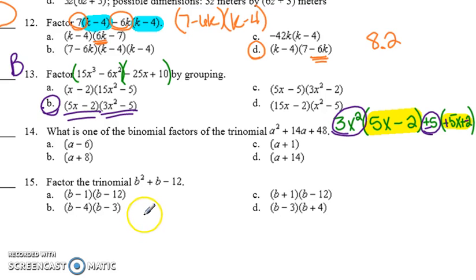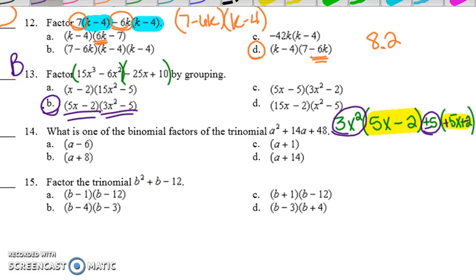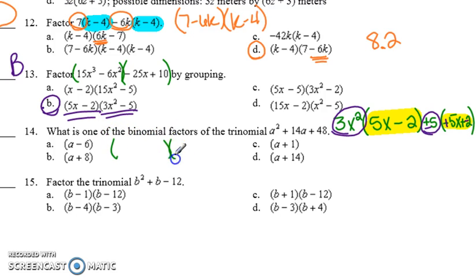Number 14, what is one of the binomial factors of this trinomial? So they're trying to pretty much not let us work backwards here. They're just giving us one factor. So if I need to factor, to get to an a squared, I need an a and an a. I need factors of 48 that equal 14 when added together. So factors of 48, let's see, what about 8 and 6? Positive 8 and positive 6. So it's going to be B like boy. Because 8 times 6 is 48. And 8 plus 6 is 14.